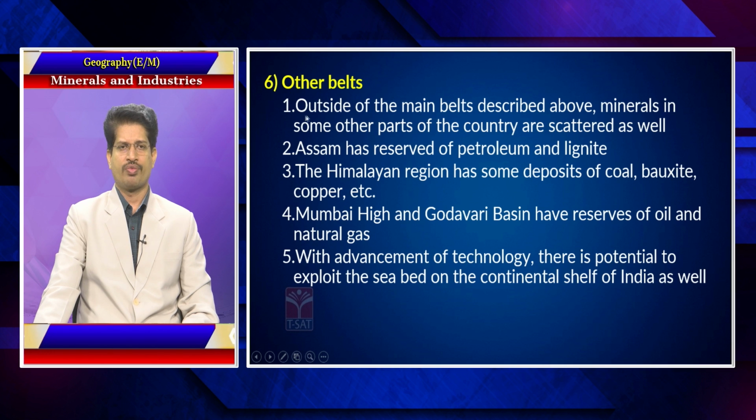Other than the main belts described above, minerals in some parts of the country are scattered as well. Assam has resources of petroleum and lignite. The Himalayan region has some deposits of coal, bauxite and copper. Mumbai High and Godavari Basin have reserves of oil and natural gas. With the advancement of technology, there is potential to exploit the seabed on the continental shelf of India as well.